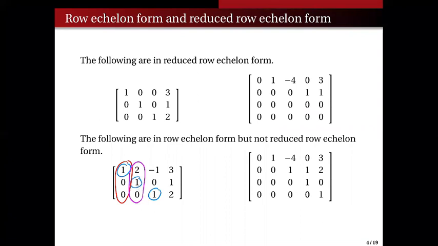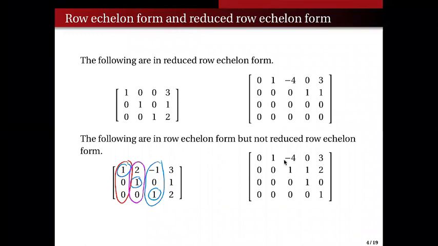Of course, you can also talk about the third column here. Because this is a leading one, but there's a non-zero entry here. So this matrix is not in reduced row echelon form, although it is in row echelon form.